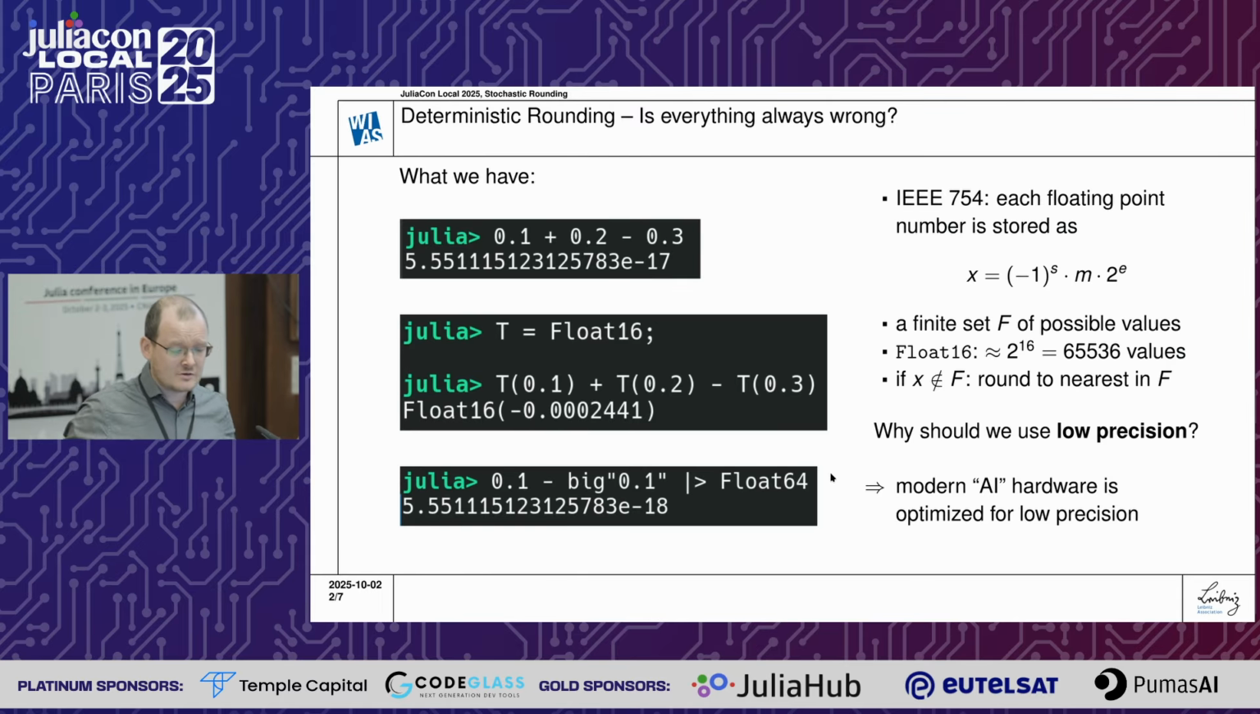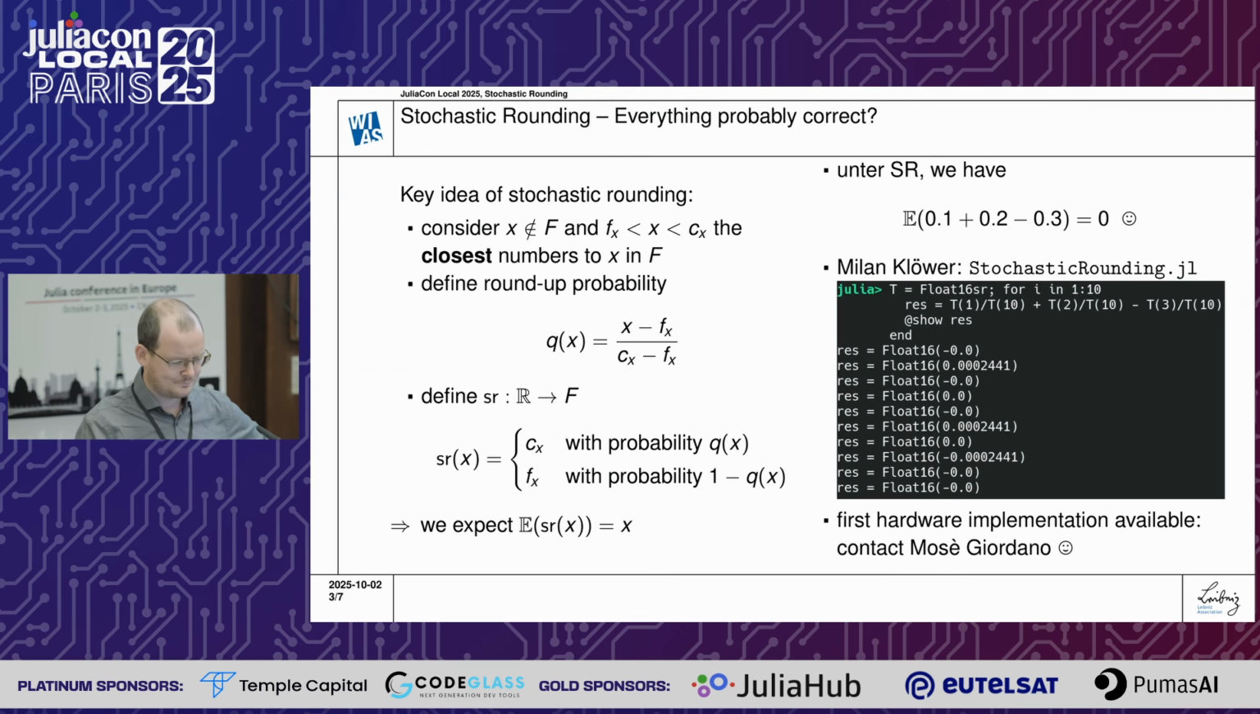You may ask now, why should I use low precision at all? And I'm really glad that the answer came already in the morning. The modern hardware for AI or for neural networks is optimized for low precision. So the GPUs, IPUs, TPUs, however it's called, work with half precision and even less, like there are techniques on 8 bits and so on. So we cannot neglect the problem right here.